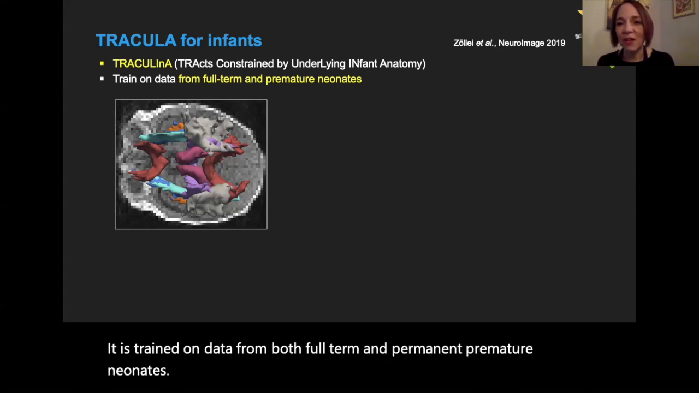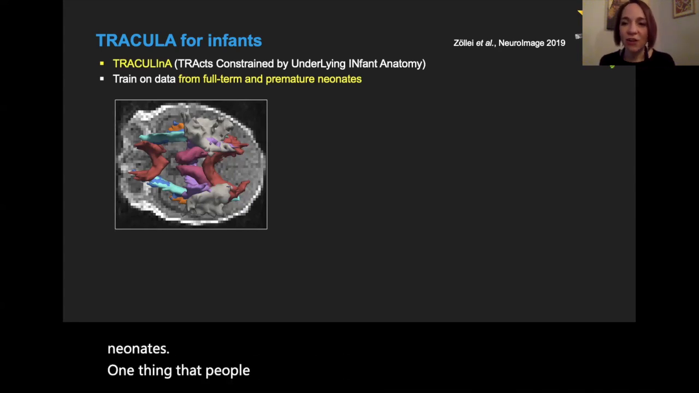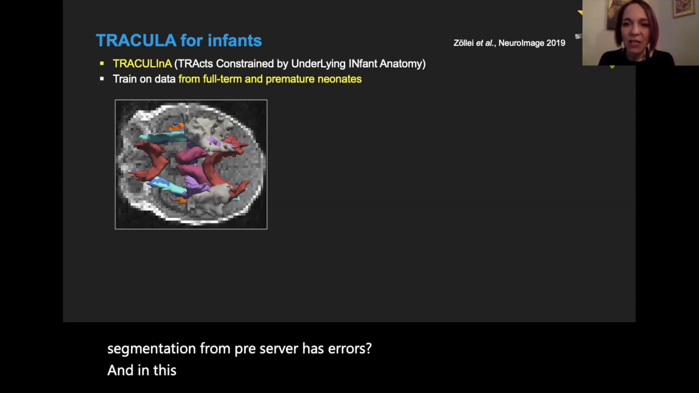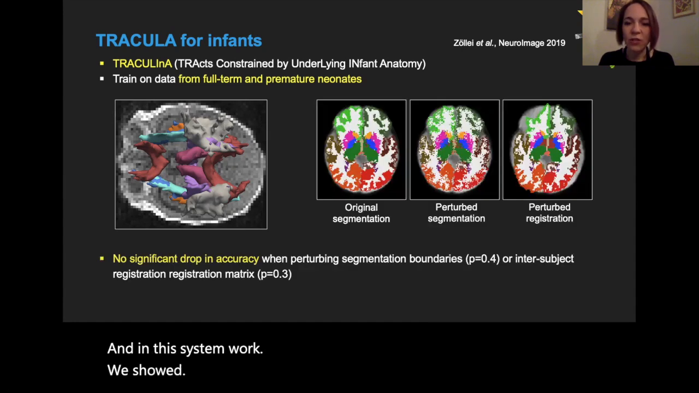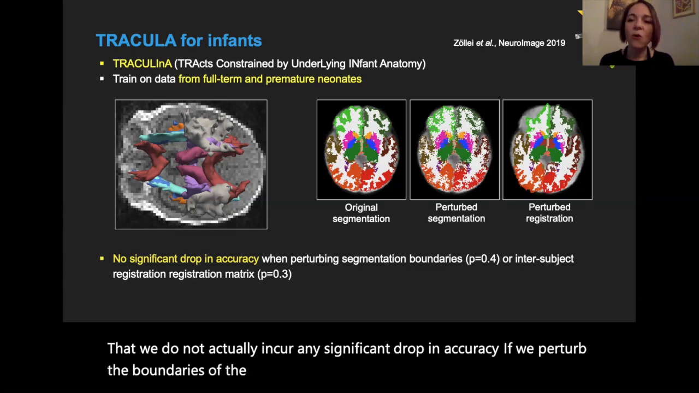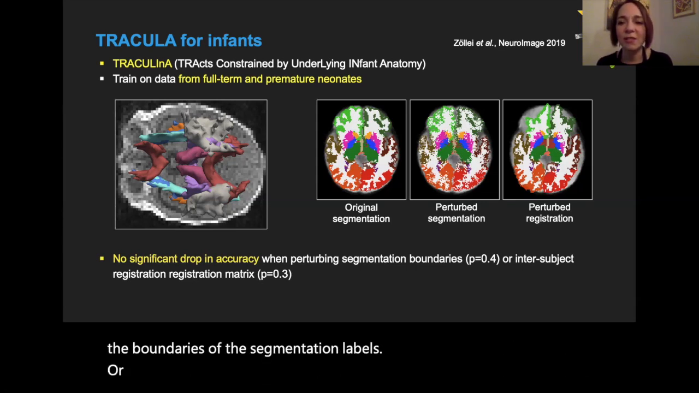One thing that people often ask is, does it matter if the anatomical segmentation from FreeSurfer has errors? And in this infant work, we showed that we do not actually incur any significant drop in accuracy if we perturb the boundaries of the segmentation labels or the inter-subject registration matrix to simulate segmentation or registration errors.